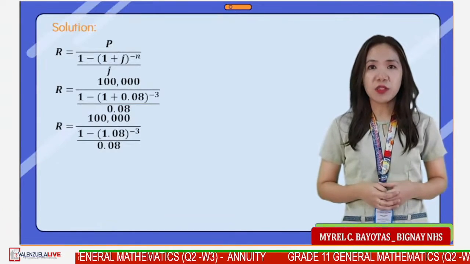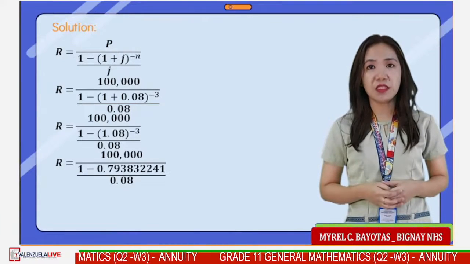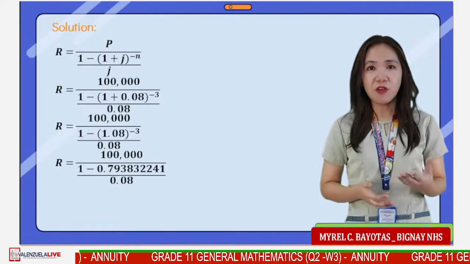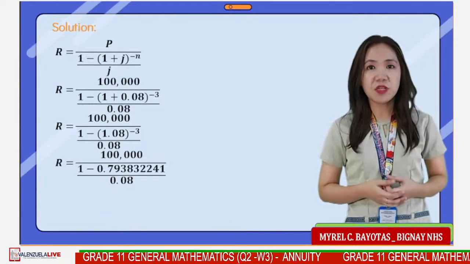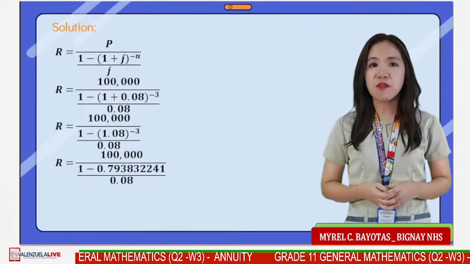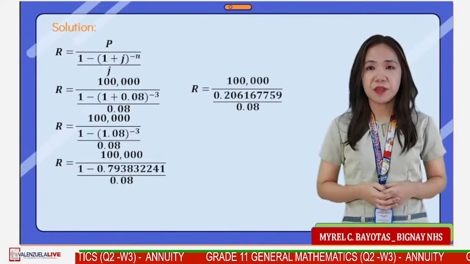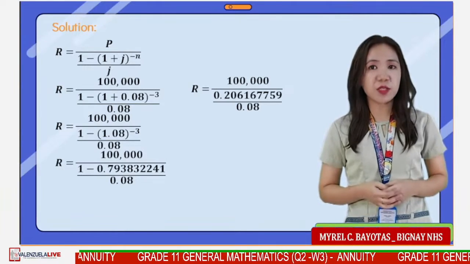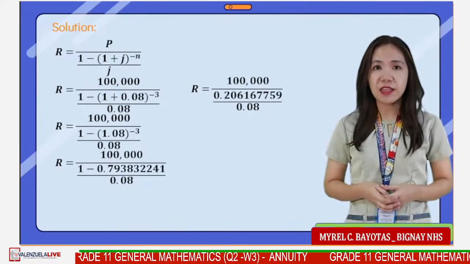R equals 100,000 over 1 minus 0.793832241 all over 0.08. Notice that the denominator is more complicated than the numerator 100,000. So let's focus first in the denominator. Subtract 0.793832241 from 1. R equals 100,000 over 0.206167759 over 0.08.